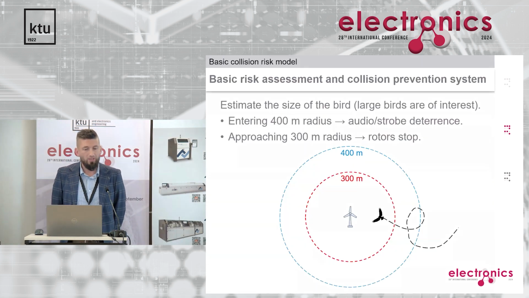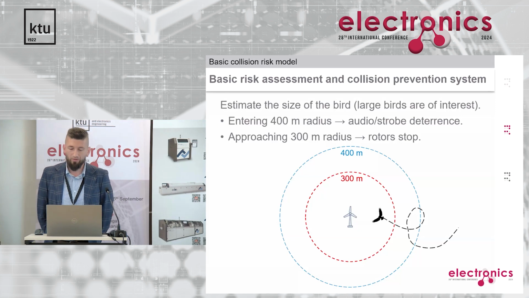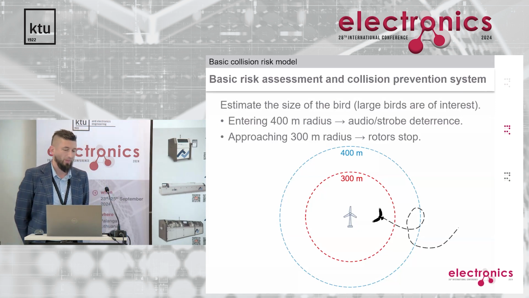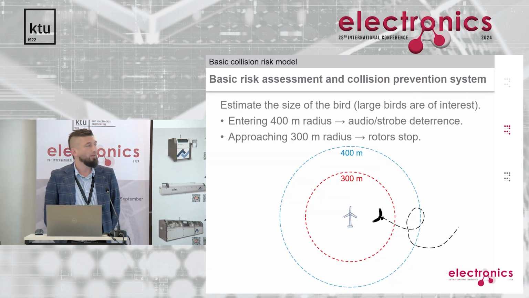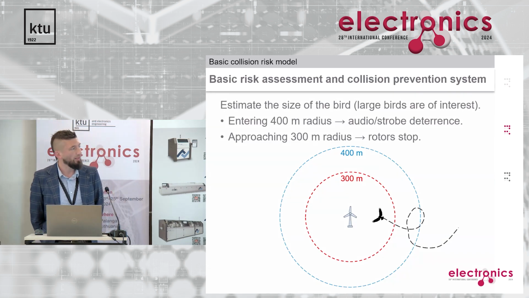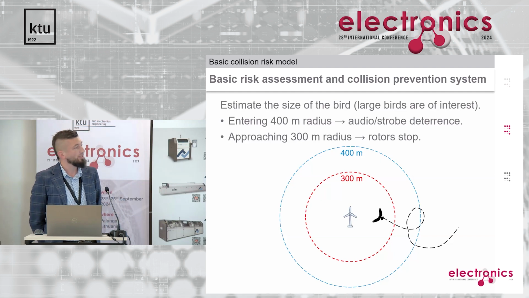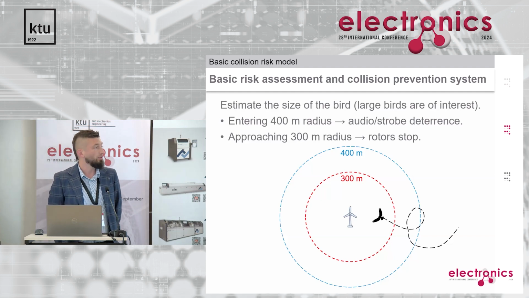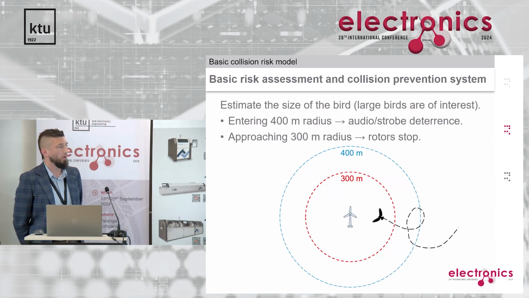So what's the basic risk assessment method that we currently use in our system? It's very simple. It just uses two radii. If a bird approaches the wind turbine in proximity of 400 meters, we activate the audio or strobe deterrence. If it's approaching even more and is within the radius of 300 meters, we stop the wind turbine. Of course, we do it for the large birds, not the small ones.